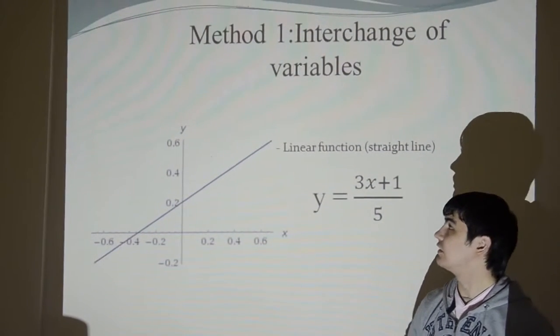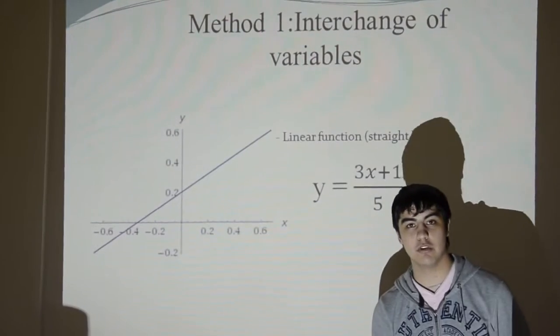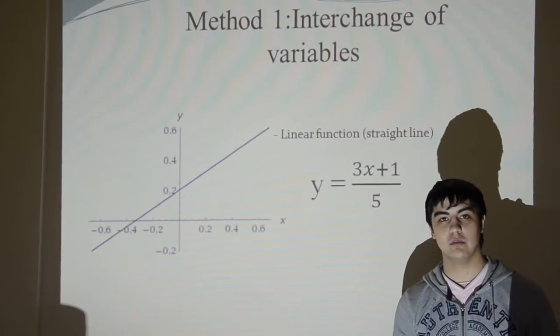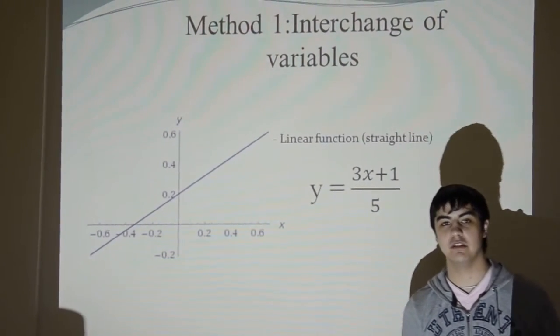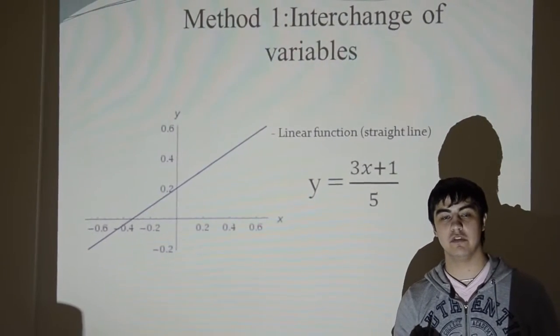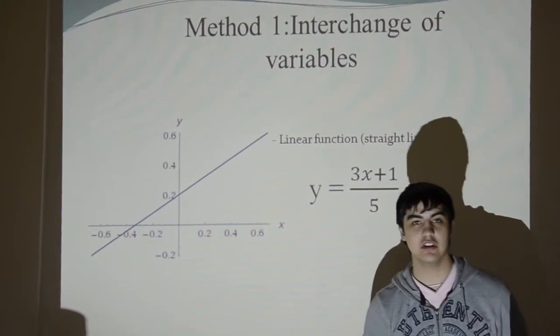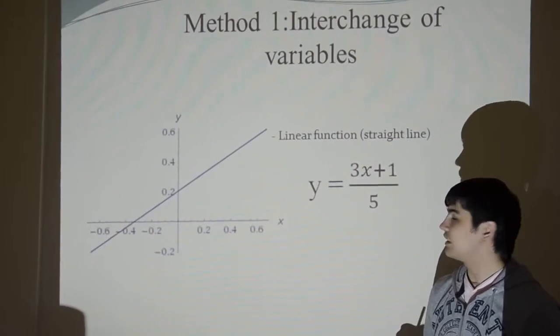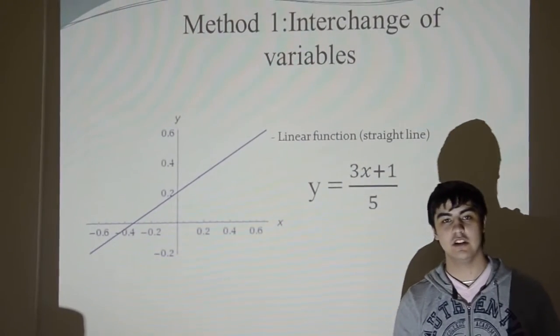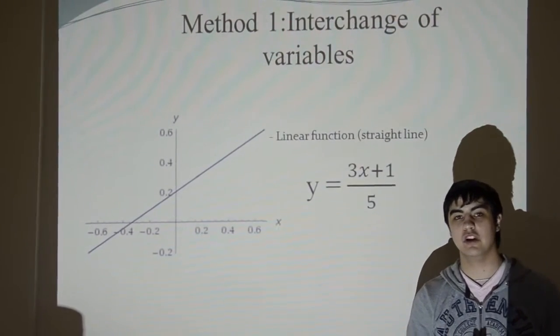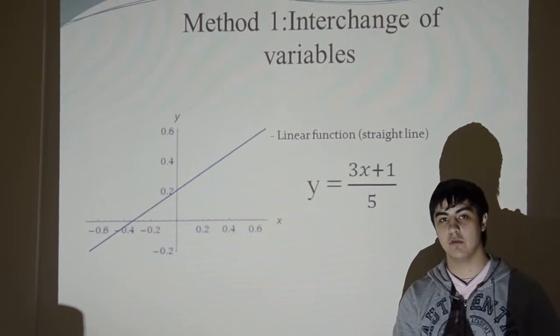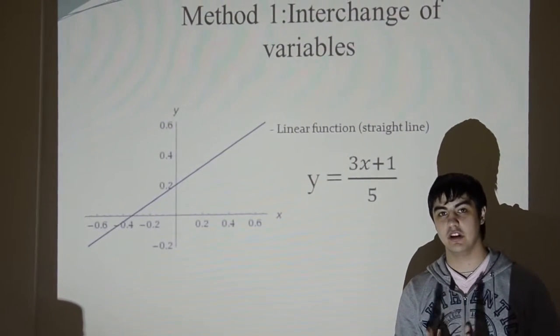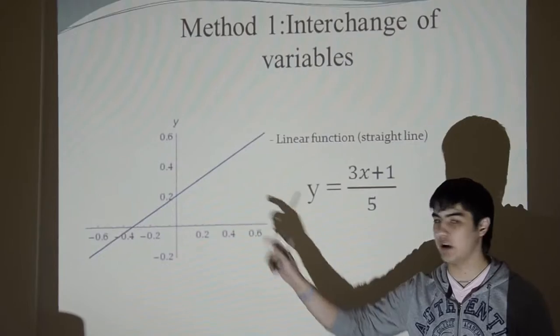The first method is the interchange of variables. According to Bostock, pure mathematical books, the basic principle of this method is to change x and y places. And we will see how it works on the linear function. Let the linear function be y is equal to (3x plus 1) over 5. From the definition of a linear function, it's only a straight line in the xy axis.